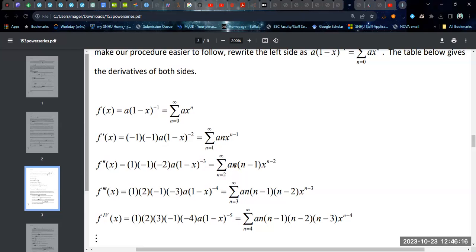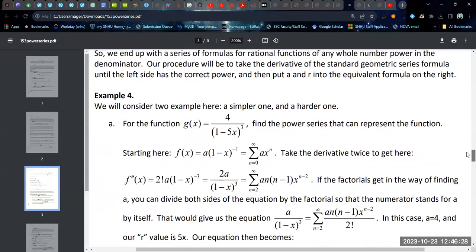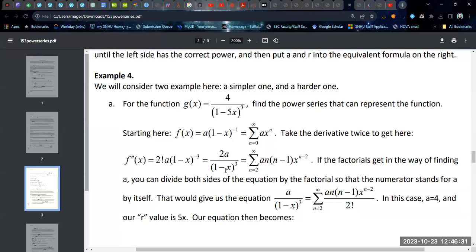And then this is our derivative, which is still starting at n equals 2 instead of n equals 0, but this is the point of our derivative process where we're starting. So we start with this side of the equation. We have to identify what a is, and we have to identify what r is. In this expression, 5x is going to be our r. But since our numerator is equal to 2a in this formula, we set 4 equal to 2a. And so we get a is equal to 2. So keep that in mind.